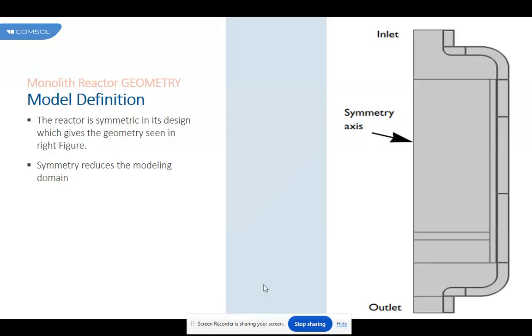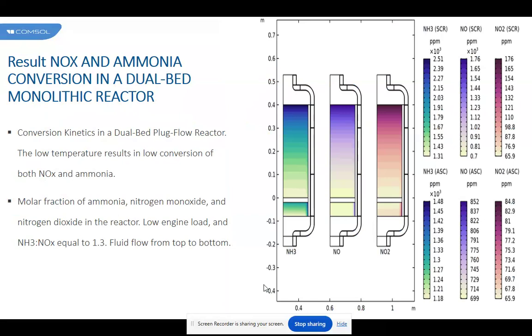Three engine load cases are investigated with a fixed ammonia to nitrous oxide ratio, and the three engine load cases result in the following inlet gas conditions. This simulation shows the molar fraction of NH3, NO, and NO2 in the two catalyst beds for the low engine load case. The effect of the radial temperature gradient is clearly visible as the conversion decreases close to the edge.